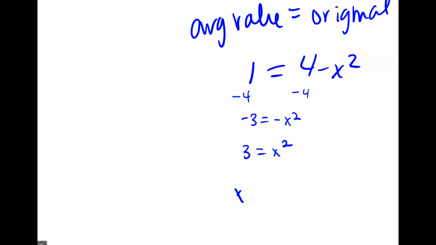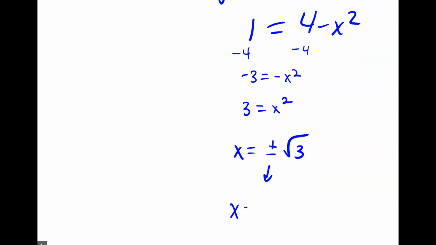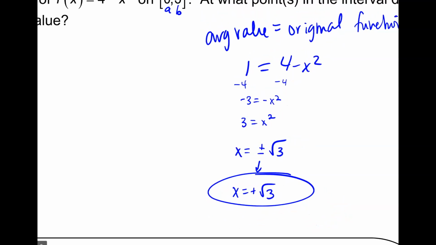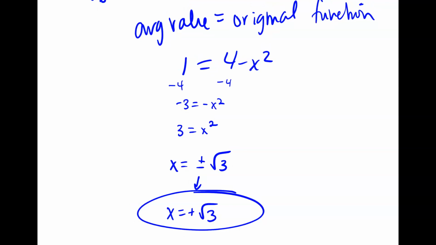So it's going to be x is equal to plus or minus square root of 3. Cool, that's the answer, right? Plus or minus? They both are on our interval? No, our interval is 0 to 3, so we only want to include positive root 3 because this is the only one that's actually in our interval. Oh, you still have to plug it into the original. Yes, because we're looking for at what point does the function assume its average value? At what point do we have a y value that's going to be 1?